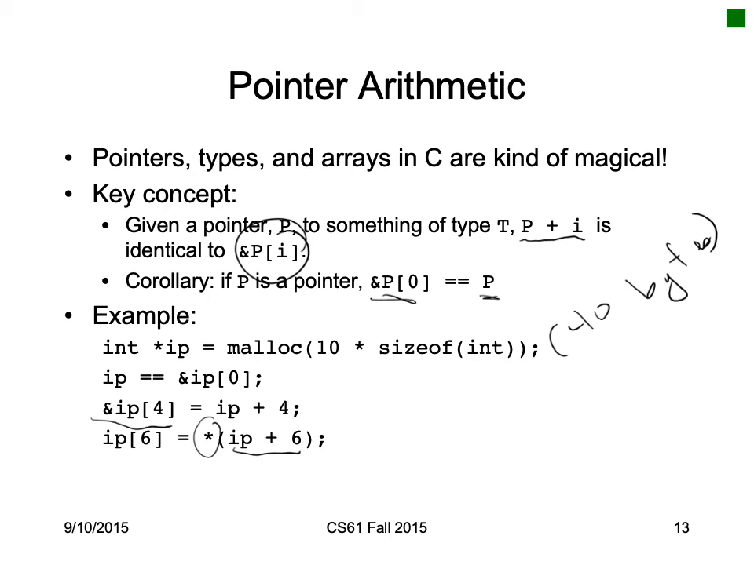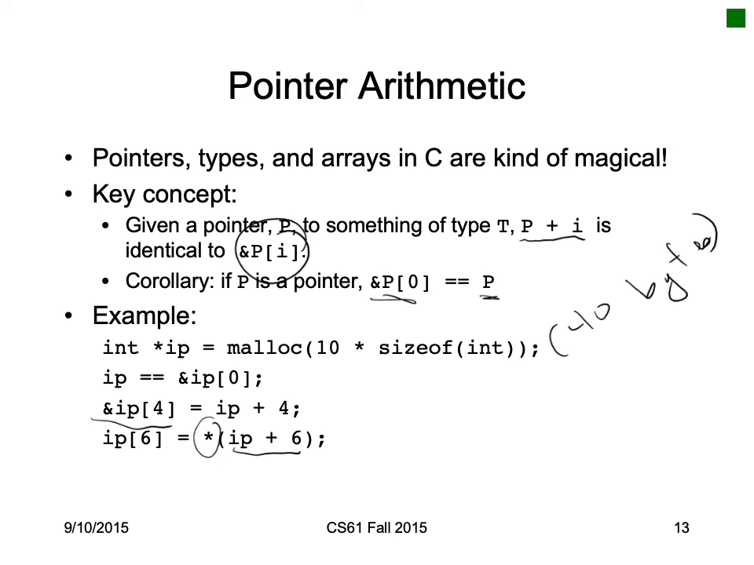So let's look at a couple examples here. If we have an integer pointer and I malloc some memory, this is dynamically allocated memory, and I'm saying I want 10 things, each of which is the size of an int. So in this case, I'm going to allocate 40 bytes. Here are just some statements that we know to be true. Whatever IP got assigned to is exactly the same as the address of the 0th element of the array I just allocated.